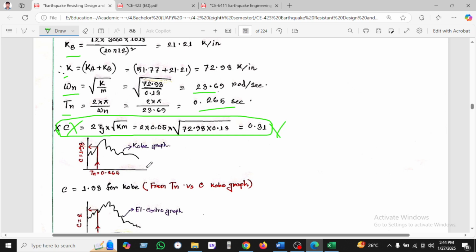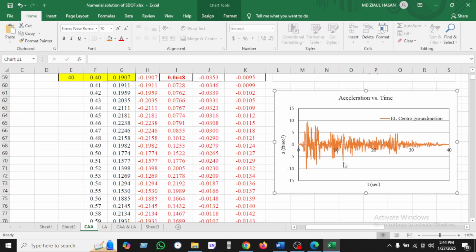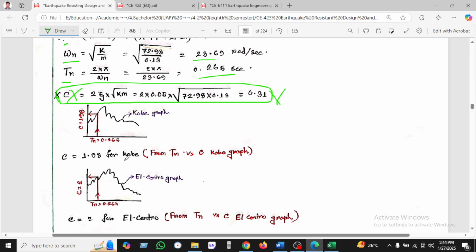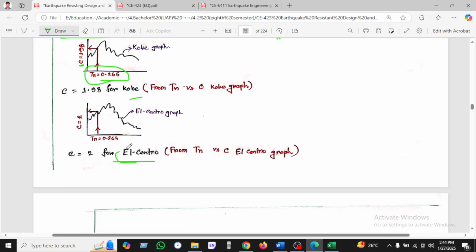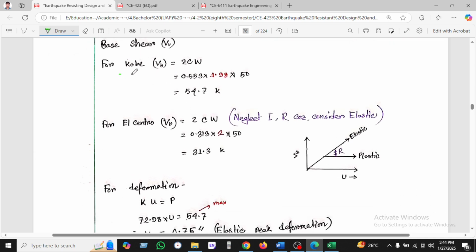So we will take C from the Kobe earthquake or El Centro ground motion, as we are seeing from this type of ground motion form. We take the C value with respect to T. When T is found to be 0.26, then we calculate C as 1.98 from Kobe. In the same way we found it for the El Centro ground motion. When the time period is 0.26, then we found the structural response C is 2. Now we will calculate the base shear for Kobe.